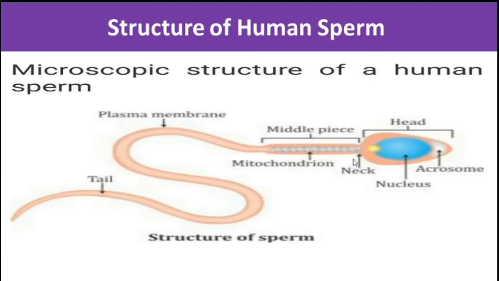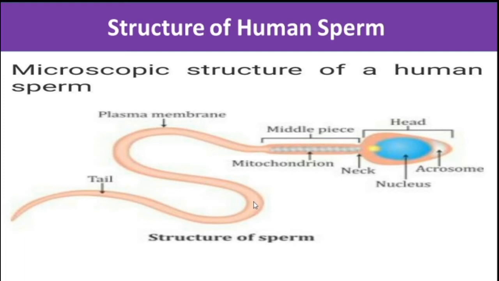And then there is a short neck that connects the head and the middle piece. The middle piece comprises centriole and contains mitochondria. Mitochondria provide energy for the movement of the tail. It brings about sperm motility, which is very essential for fertilization. This is the tail region.